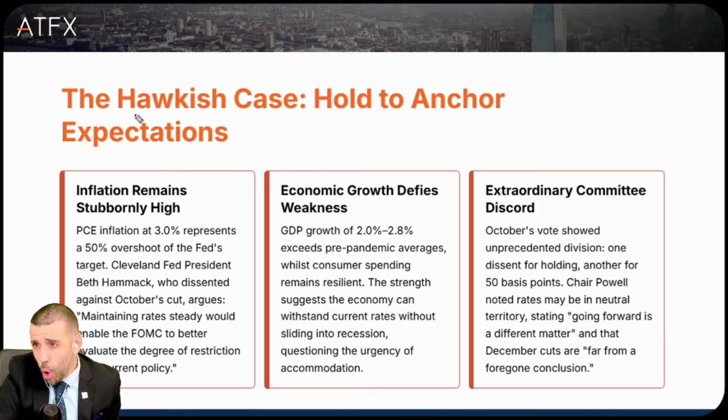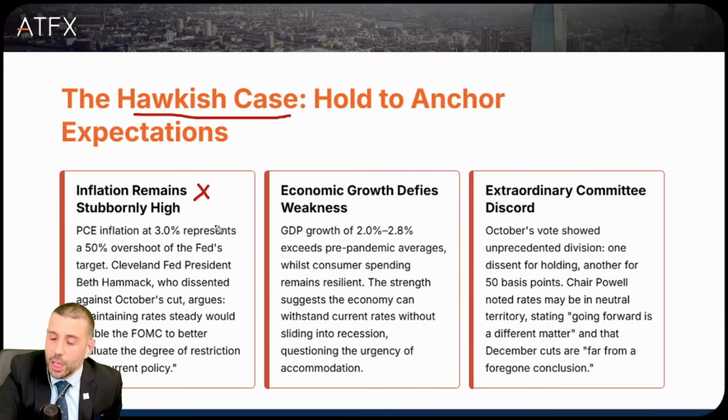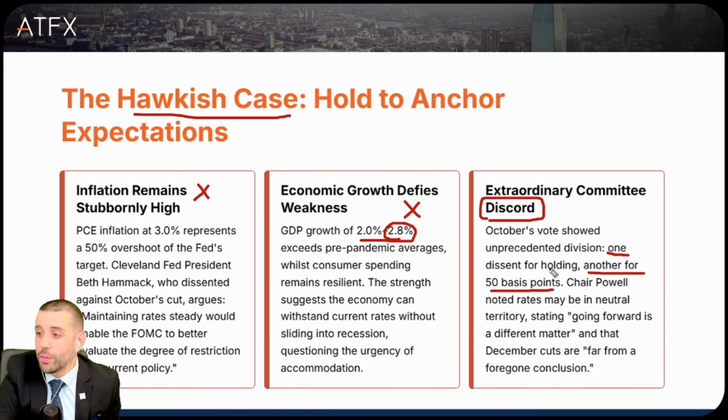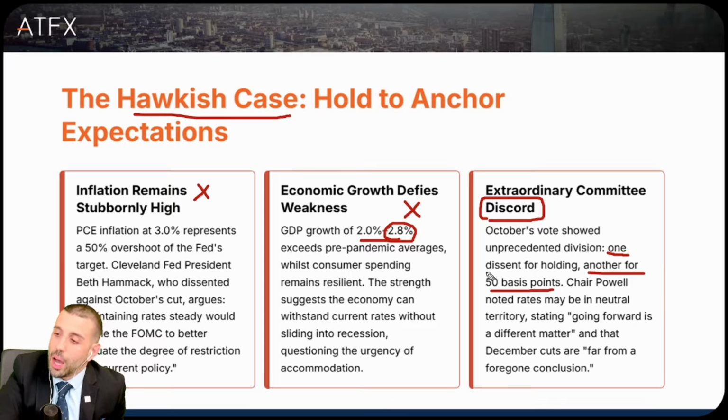Right? Now, the hawkish case, the more critical opinion on this, is that inflation remains high. As I mentioned before, the growth rate is good, it's strong, a 2.8% annual estimation, and there is extraordinary discord. This is the point. We have seen at least one of the members vote for not even a 25 but a 50 basis point cut, and we have also seen one of the members of the Federal Reserve voting to keep the interest rates on hold.